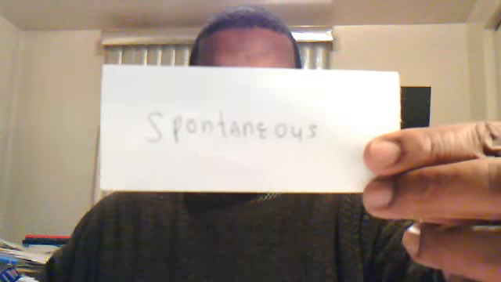So you break it down syllable by syllable, part by part, and you add on each part as you move through the word. The goal is to be able to see the word, break it down, and then be able to say it forward and backwards. So let's start with our first word. This word will be spontaneous.